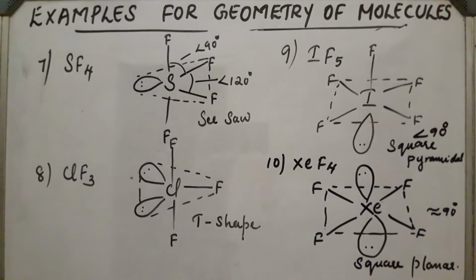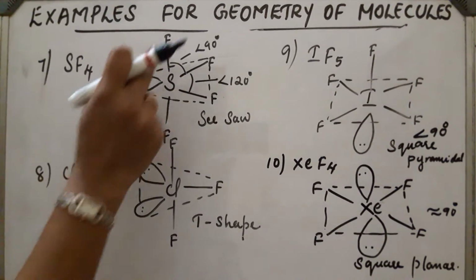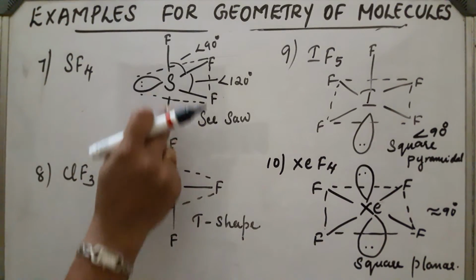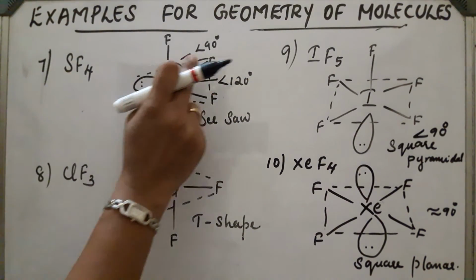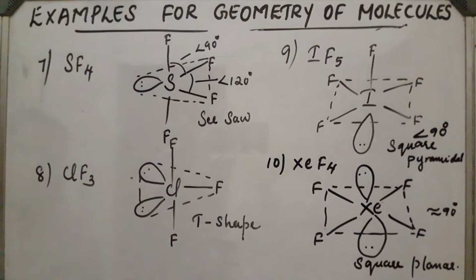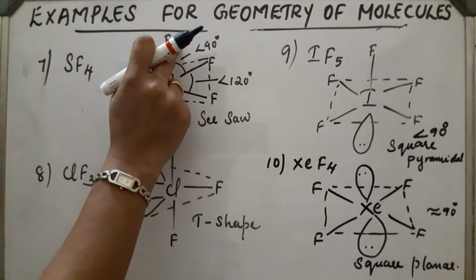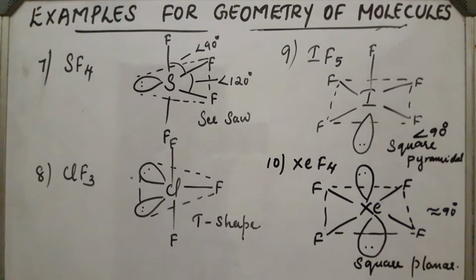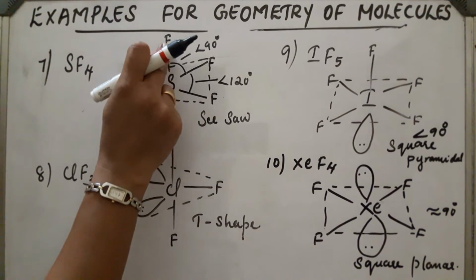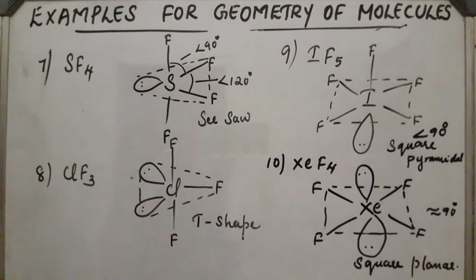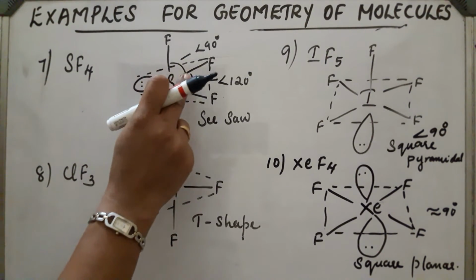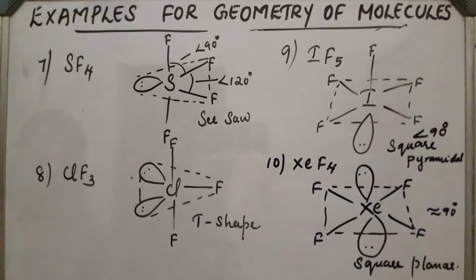These three positions are called the equatorial positions, and these two positions are the axial positions. The axial positions are perpendicular to the plane, and the equatorial positions are on the plane. Here, the lone pair must be placed in the equatorial position. This is the most stable position. If we place it in the axial position, what will happen? The lone pair-bond pair repulsion in such a case will be greater. Almost three lone pair-bond pair repulsions will be possible in such a case.